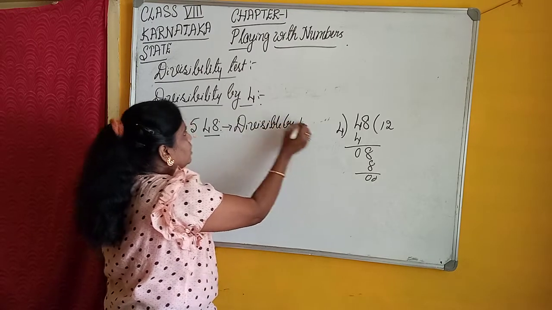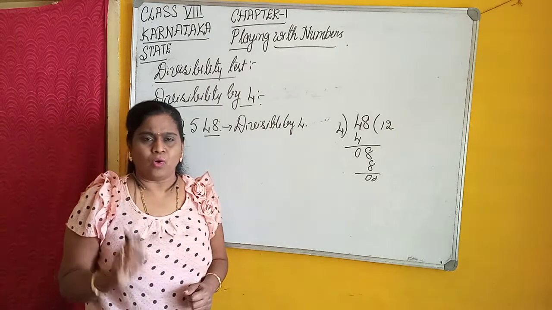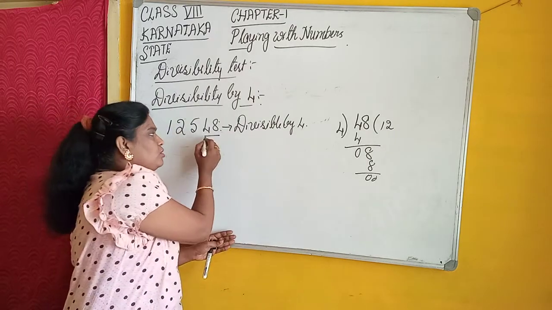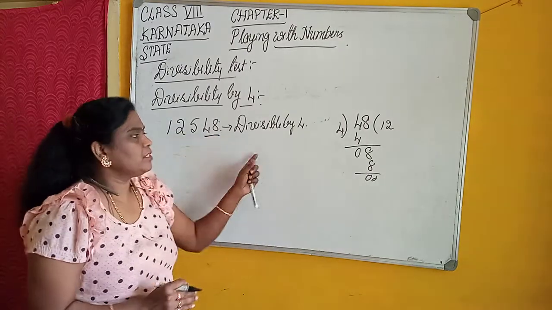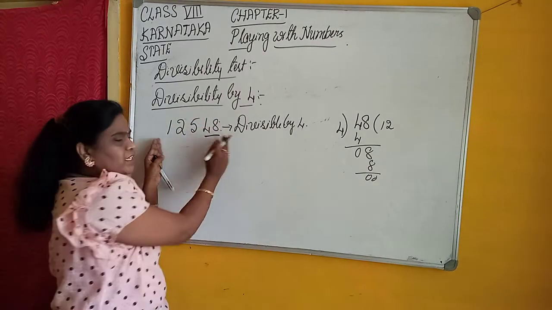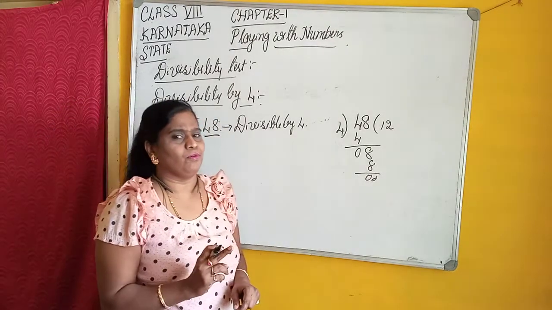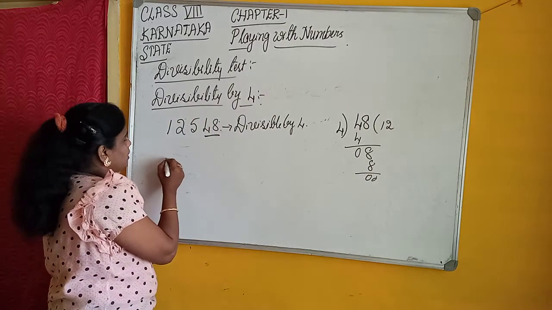Any number is divisible by 4 if and only if the last 2 digits formed are divisible by 4. Then the whole given number is divisible by 4. Understood? I will give one more example.